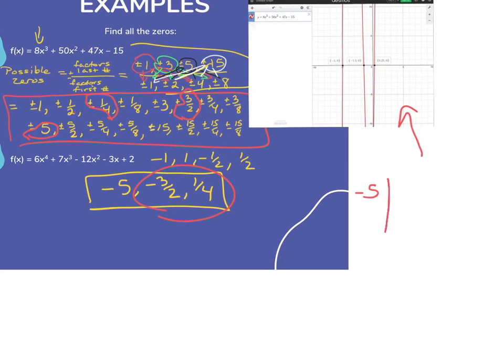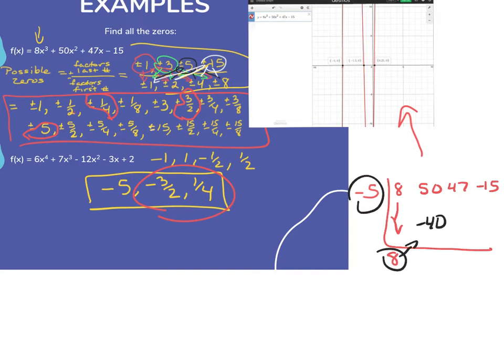So now I'm going to do synthetic division. I'm going to write in my coefficients, the 8, the 50, the 47, and the -15. I'm going to bring down the first coefficient. I'm going to multiply, and I get -40. I'm going to add the column, and I get 10. I'm going to multiply again, and I get -50. I'm going to add the column. I get -3. I'm going to multiply again, and I get +15. I add the column, I get -0. Now I knew I was going to get a -0 because I got it from the graph.